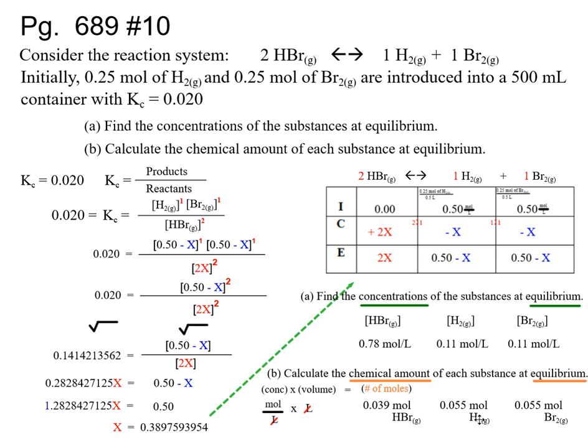The next one that we're going to find is calculate the chemical amount. The chemical amount is the number of moles. Therefore, the chemical amount at equilibrium is going to be moles per liter times the container volume, which means these are in moles only of each species. It's long, but it's not hard, okay, to figure out. Be patient and show your work.